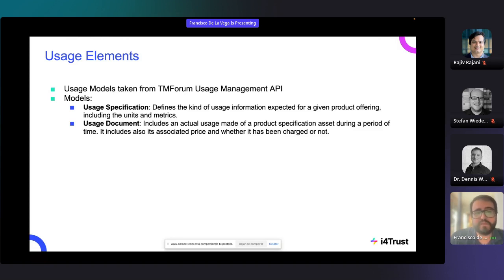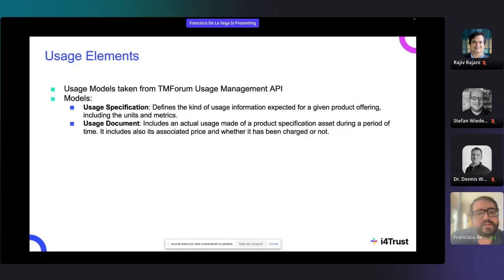And then we have the usage document, which is the actual usage that has been made of a specific product specification asset during a specific period of time. Basically, the usage. This object, the usage document, is also associated with the price. So when this usage document is uploaded into the system and the business API ecosystem calculates the amount of money relative to this specific usage document, that information is also placed as part of the usage document. So you can see together the actual consumption and also the price associated to that actual consumption. And well, this usage document also specifies whether this money has been charged or not from the user.